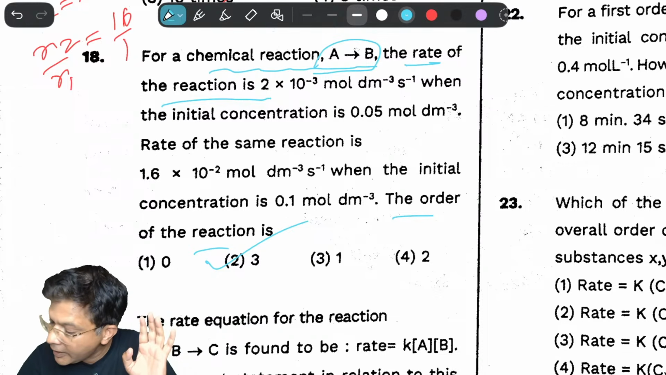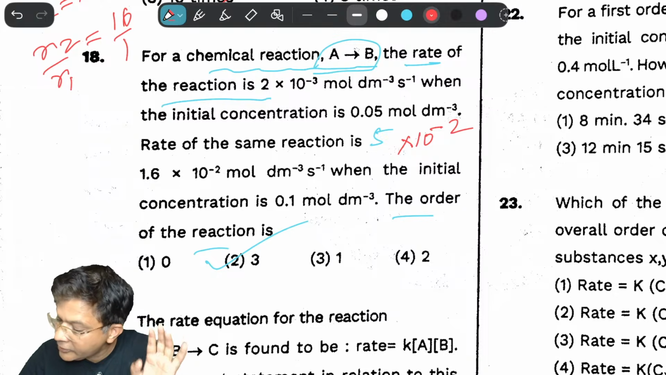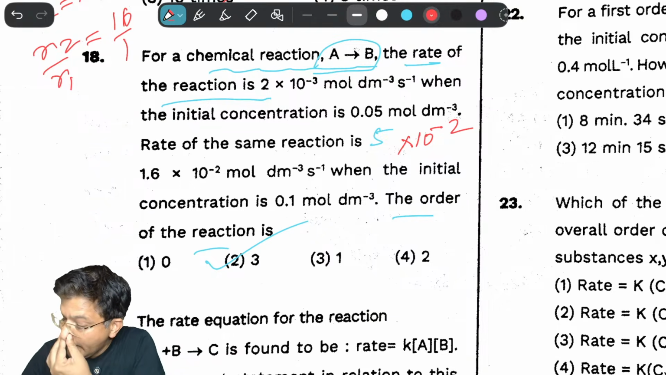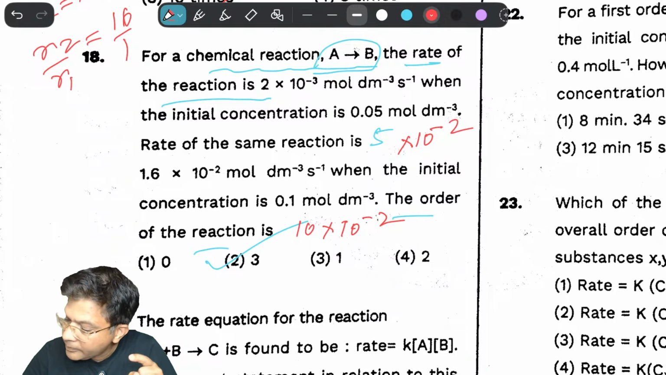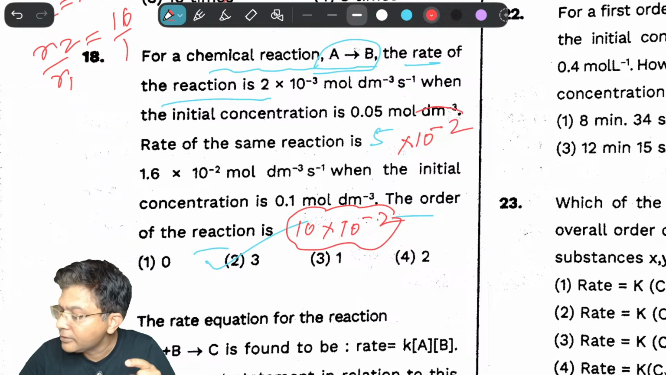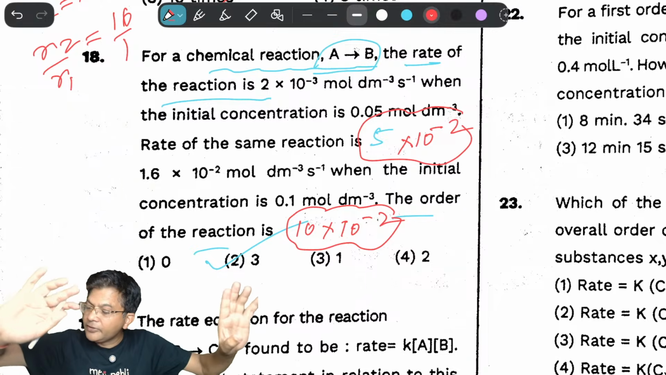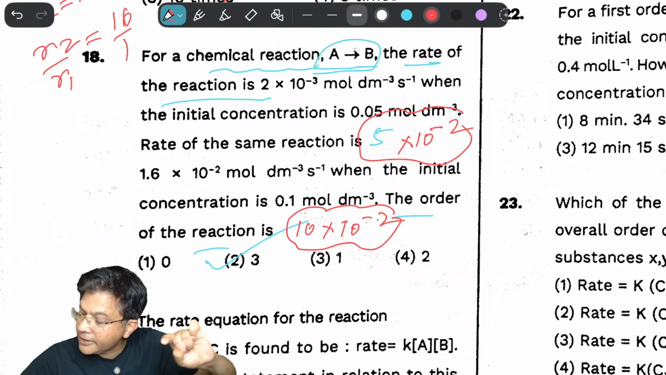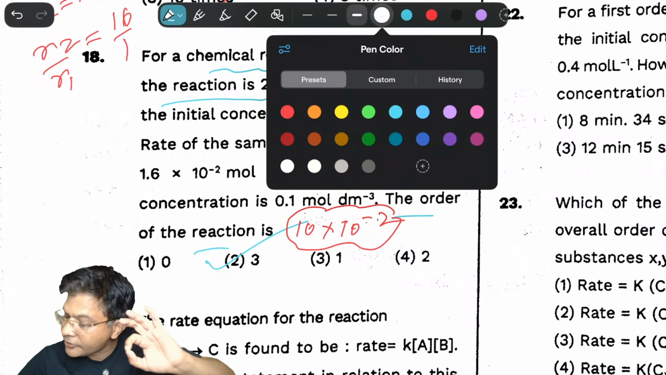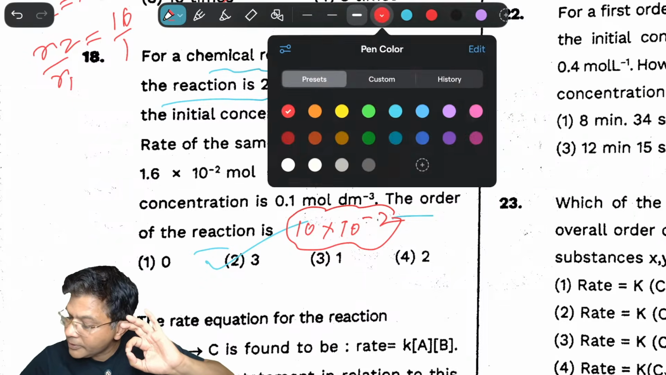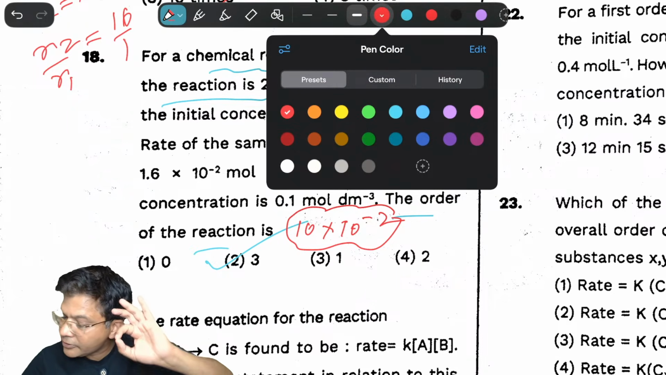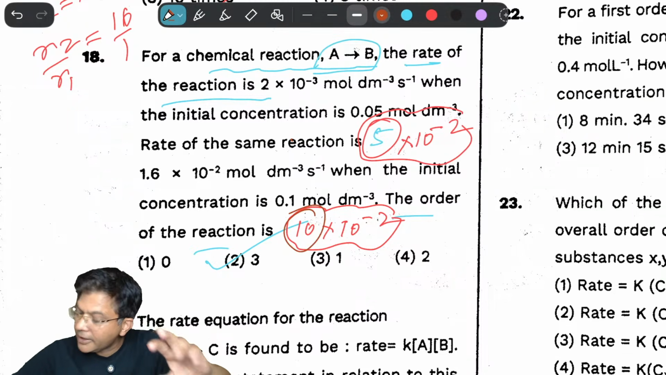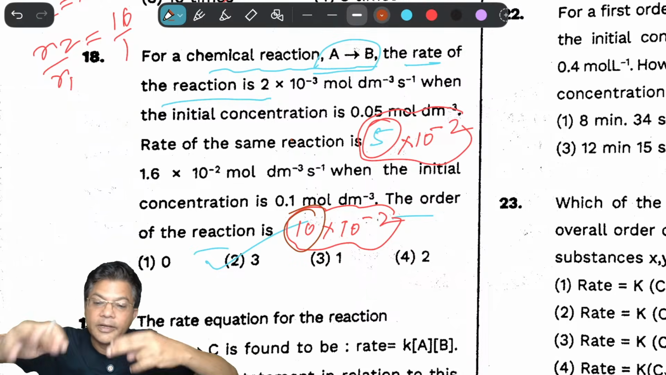Can I write 0.05 as 5 into 10 raised to the power minus 2? And 0.1, can I write 10 into 10 raised to the power minus 2? Am I right or wrong? Both the powers I have written correctly. Now, what's the relation between 5 and 10? Even a class 6 student can tell me that 10 is double of 5.